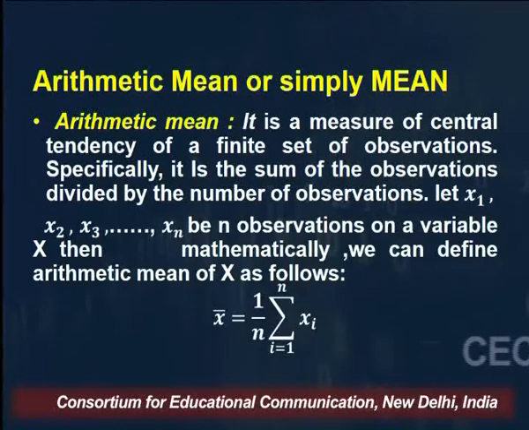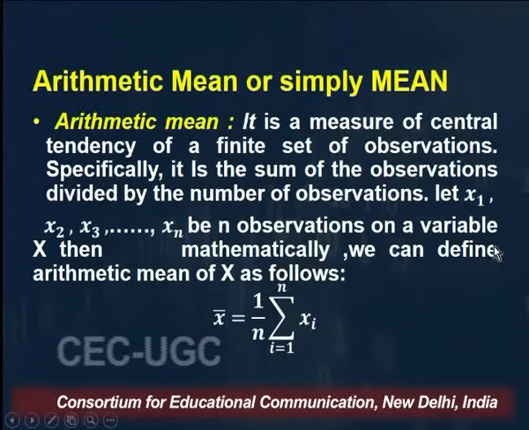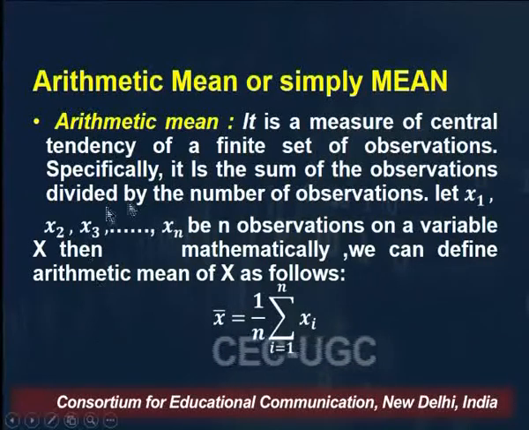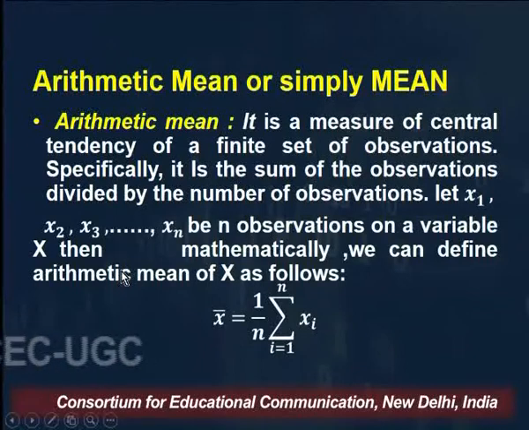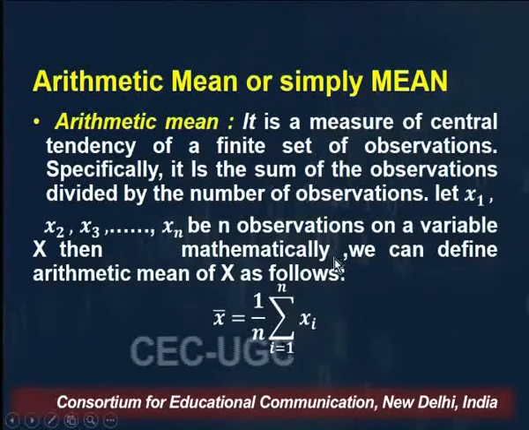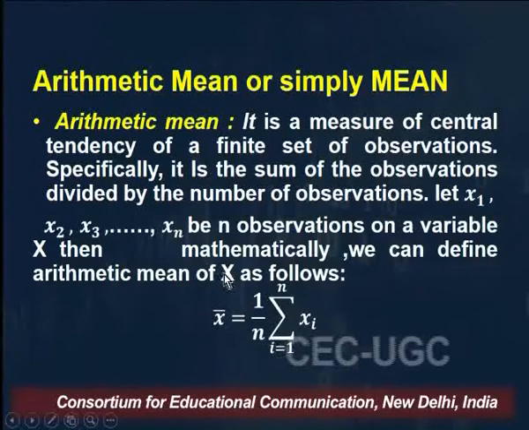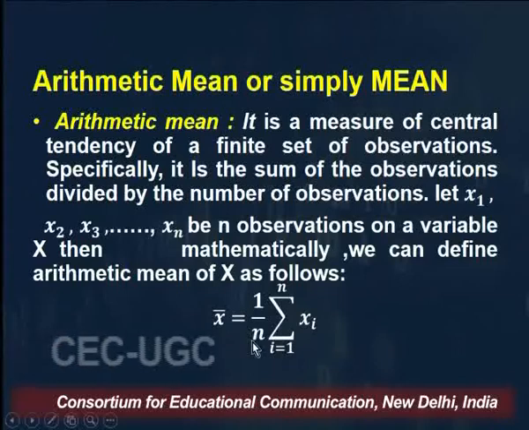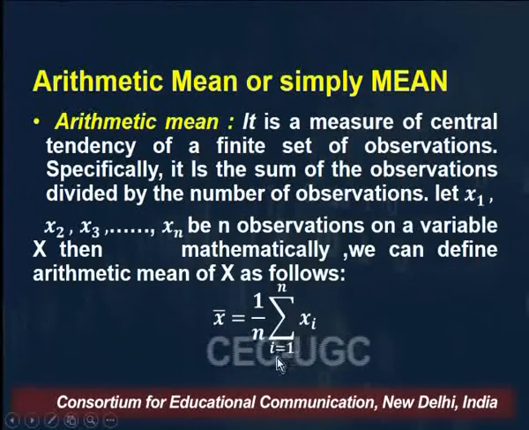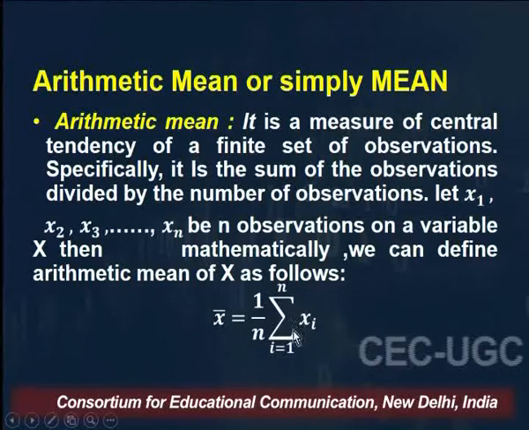In the mathematical notation, we will denote these observations by small x1. So, let x1, x2, so on xn be small n observations on a variable capital X. Then mathematically we can define arithmetic mean of capital X as follows. X bar is equal to 1 upon small n summation i equal to 1 to n xi.